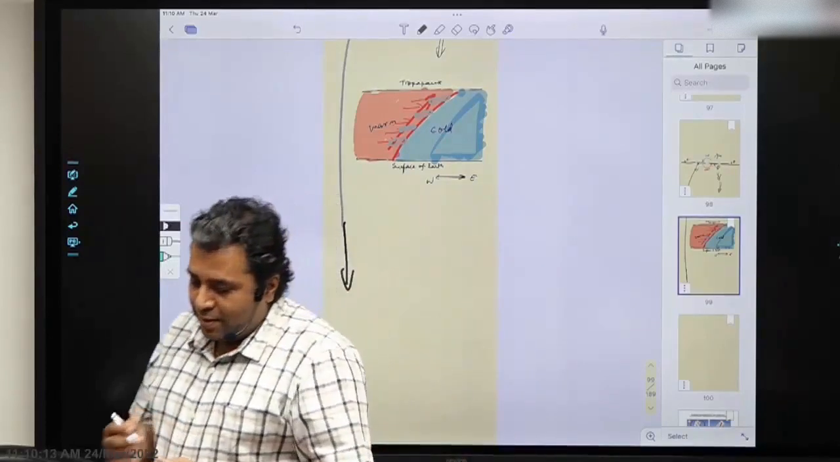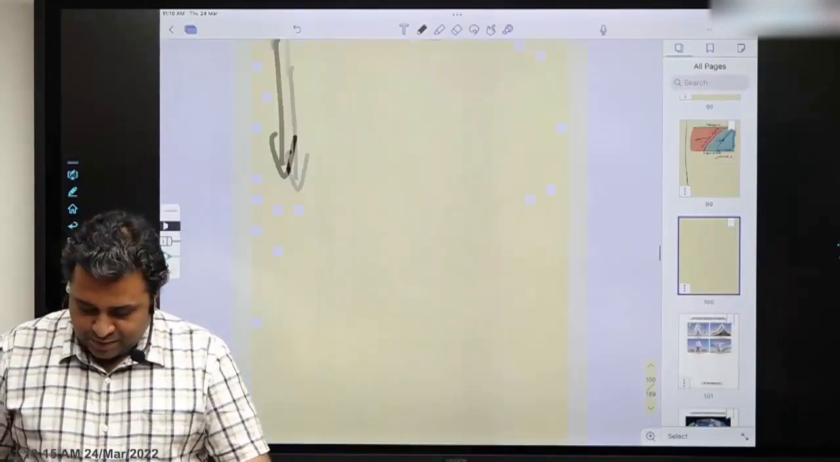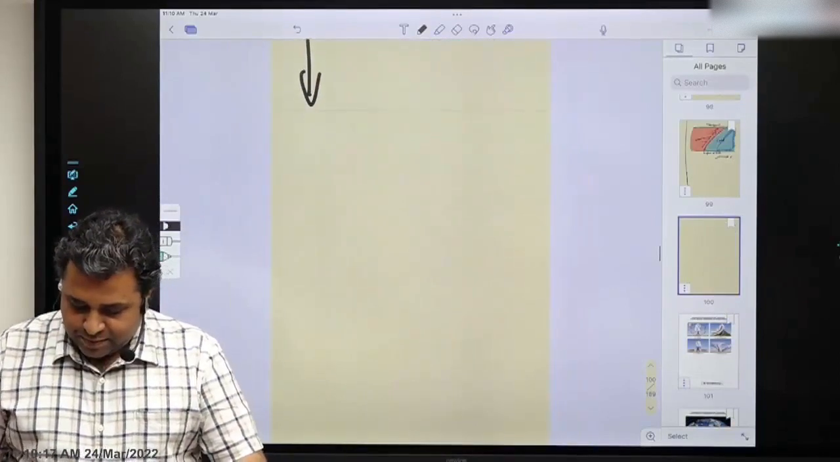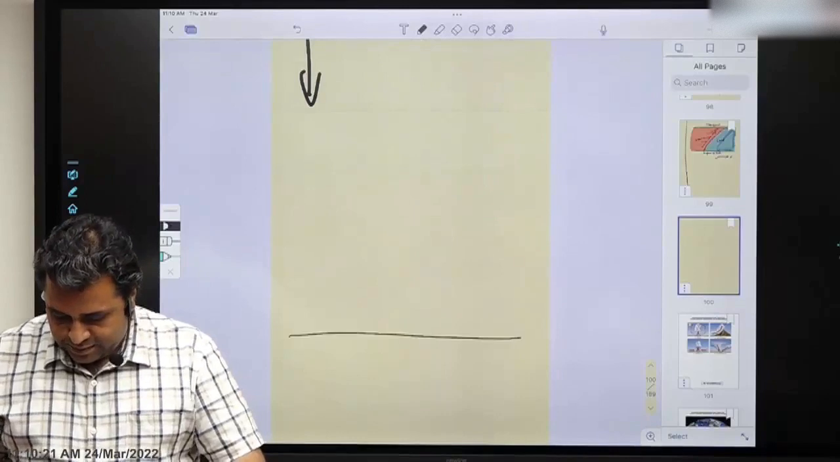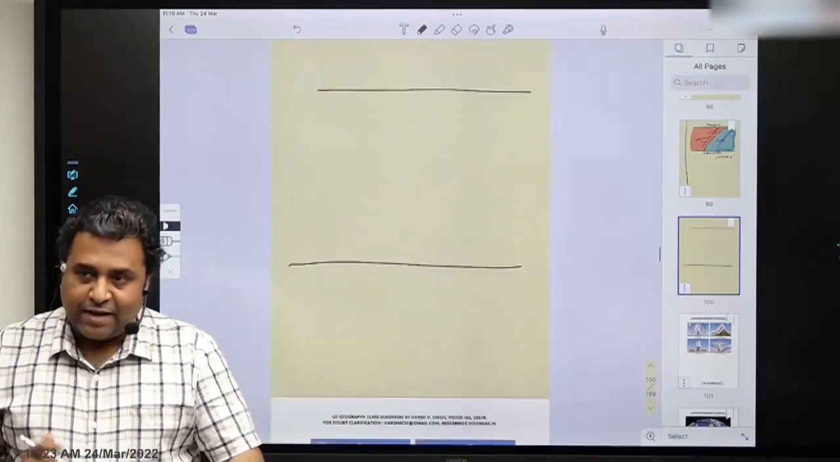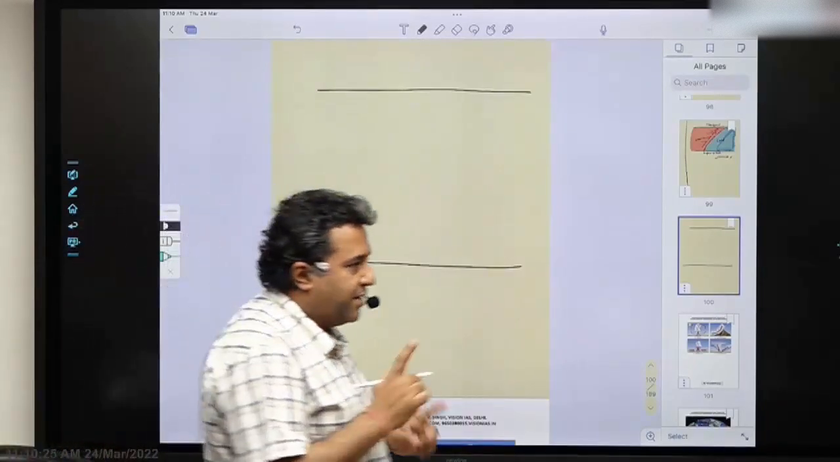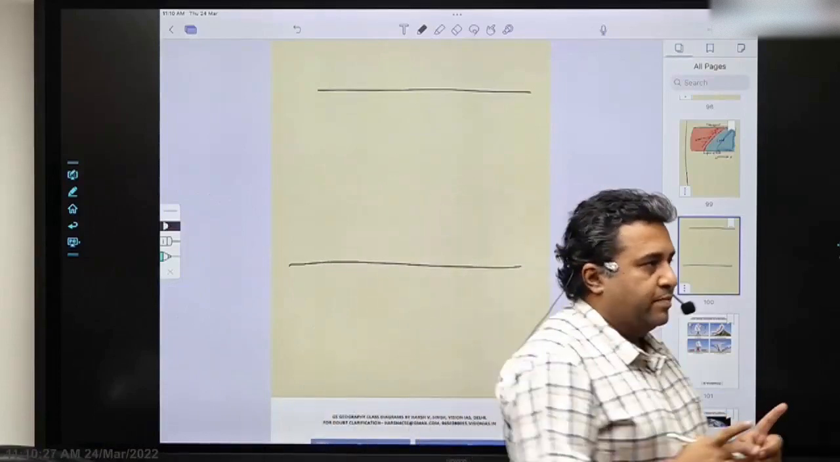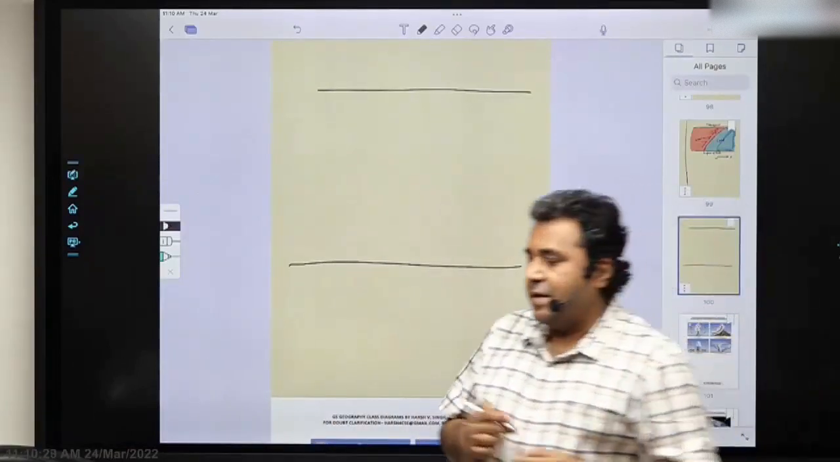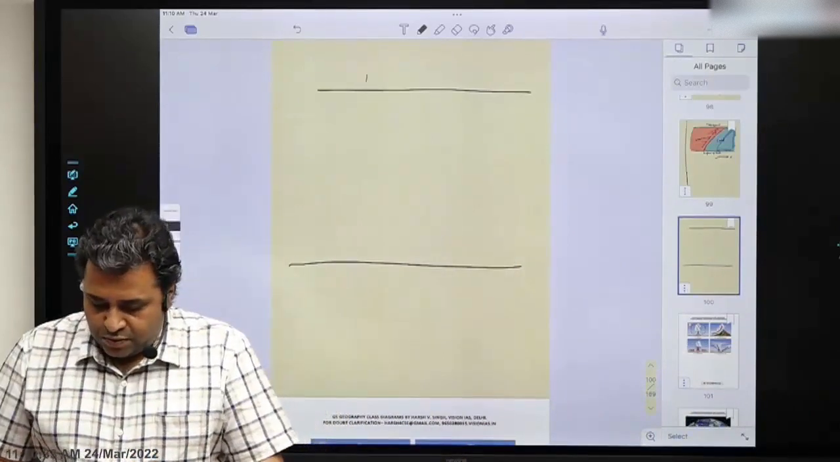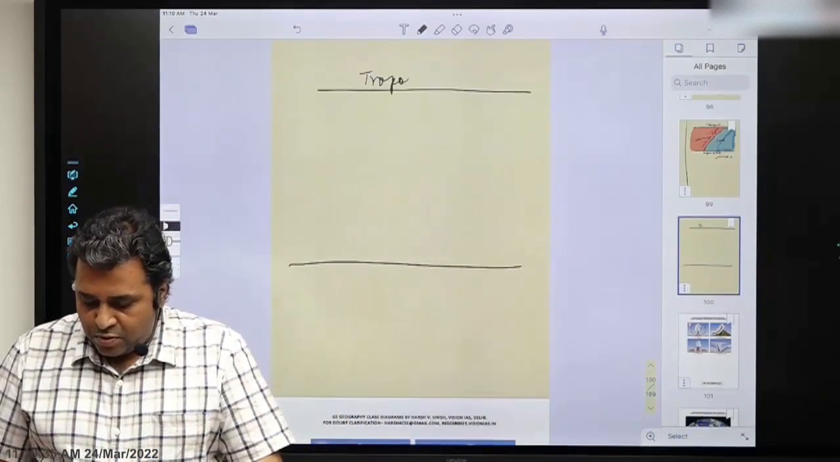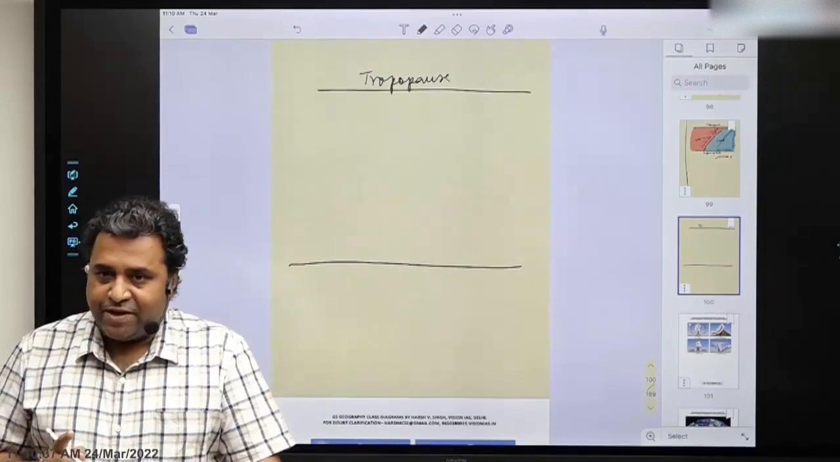Okay, so now please see, I am changing your orientation and hence the directions will also change. ठीक है, तो अभी थोड़ा ध्यान से देखना what is happening. Okay, so tropopause. Now you are not standing at the same place where you were standing earlier.